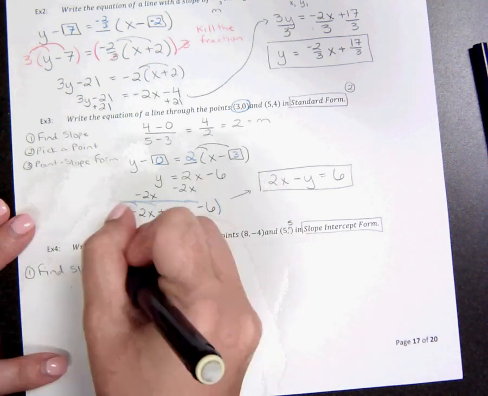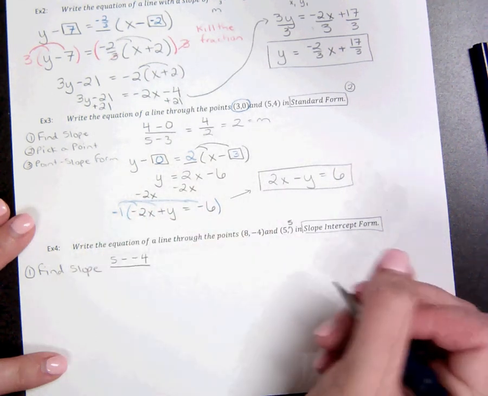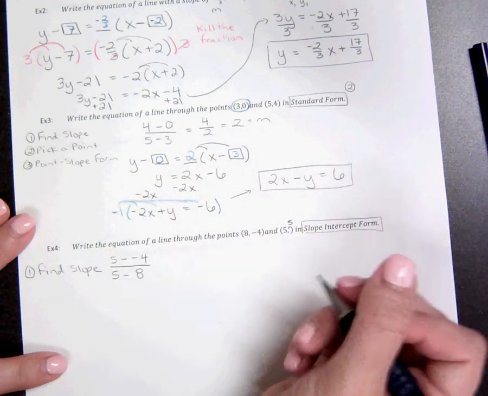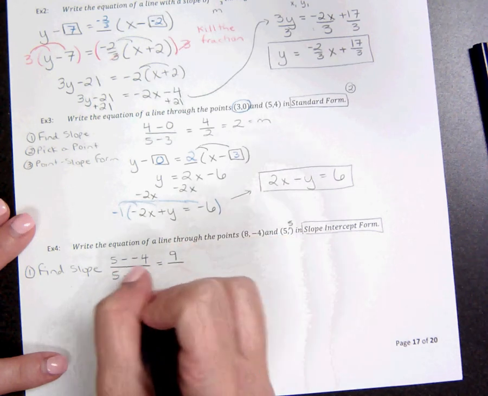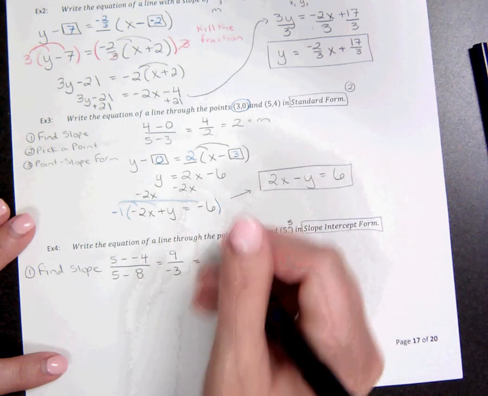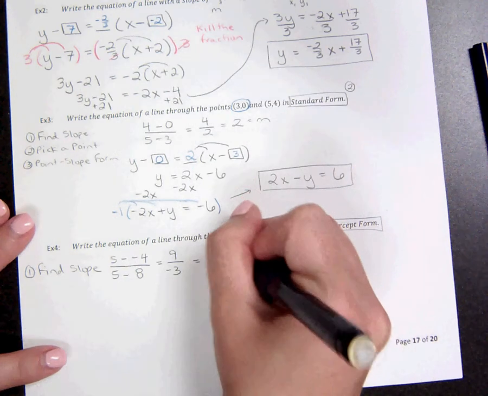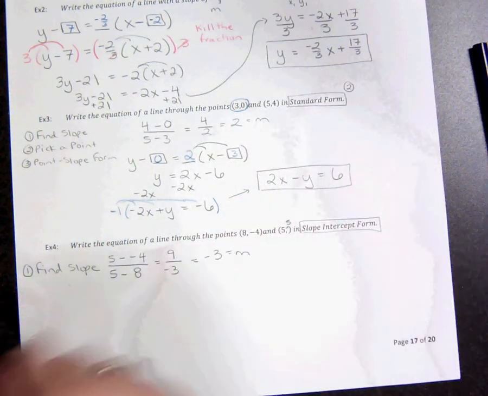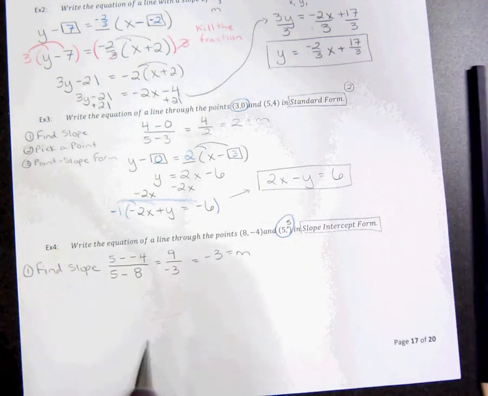So that's going to be 5 minus negative 4 over 5 minus 8. So that's going to become 5 plus 4, which is 9, over 5 minus 8, which is negative 3. And 9 divided by negative 3 will be negative 3. That's our slope. Then we're going to pick a point. We have 8, negative 4, and 5, 5. I like positive numbers, so I'm going to pick 5, 5.